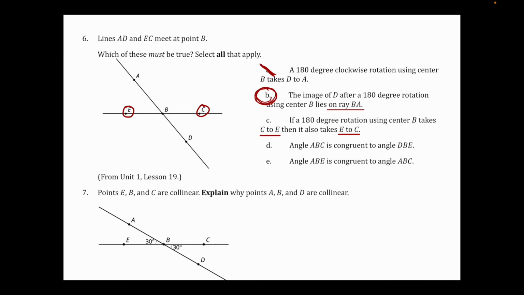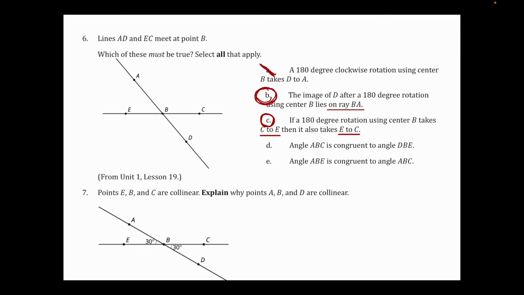That is true. And that's because if it takes one onto the other exactly, that should mean that B is the midpoint of those two, which means that not only would they lie on the same ray, but they would actually land exactly on top of each other. They either would both have to do that or neither of them.